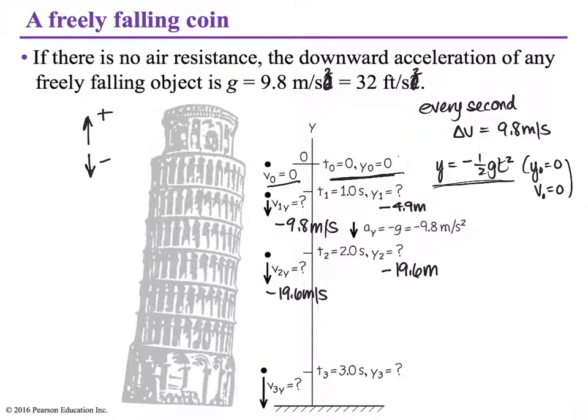Finally, the last one they ask us to do is v3, so the speed at that point would be minus 29.4 meters per second, and the y position is 3 squared times 9.8 divided by 2, which is minus 44.1 meters. Notice how these distances really do grow pretty quickly because of the acceleration of gravity.